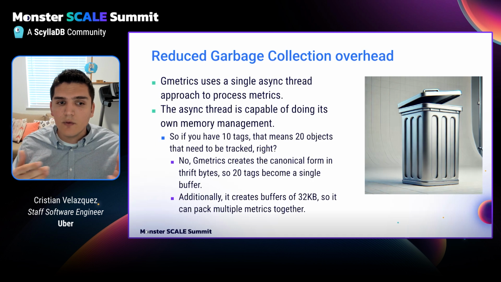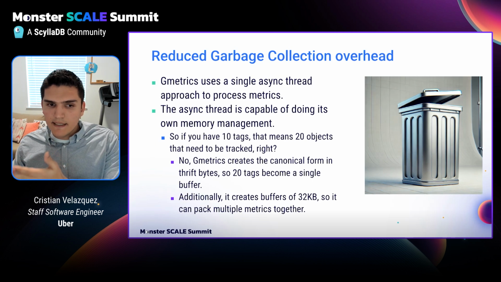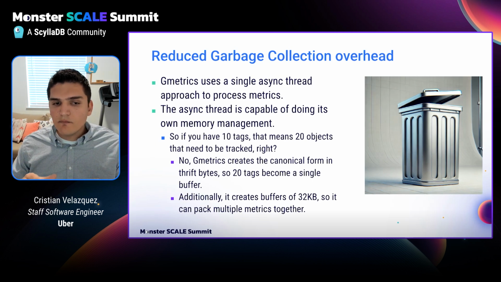But for Gmetrics, as soon as we receive a metric, this metric is going to have a random order of those tags. So we create the canonical form of this, which is basically ordering the tags and converting this into bytes. And then these 20 tags, we just put them in a single buffer. So we go from 20 objects to a single object.